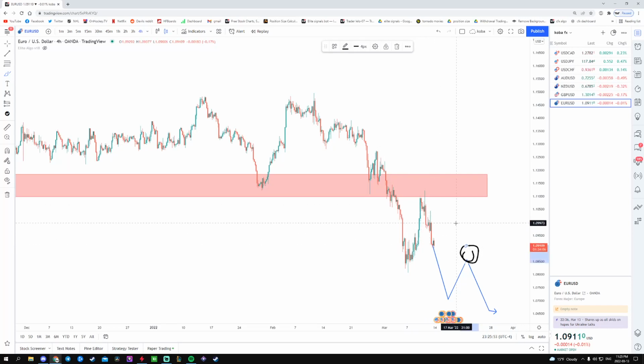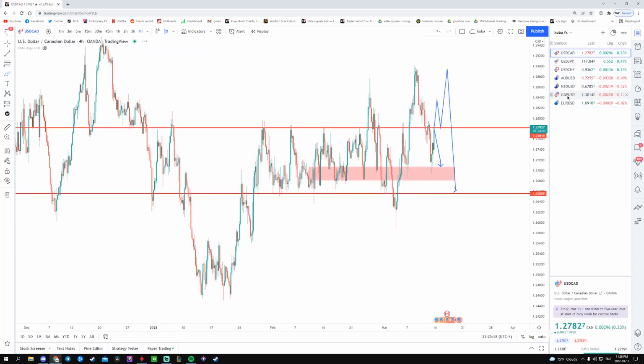So that's pretty much it for my market analysis. Again, very short. These are the pairs I'm going to be looking at this week and seeing if I can trade any of these. If you guys see a good trade, go ahead and take it. But that's what I have.